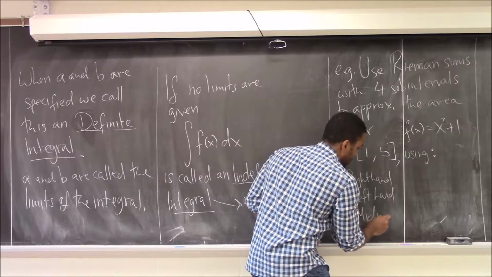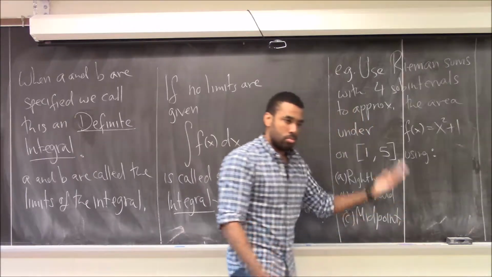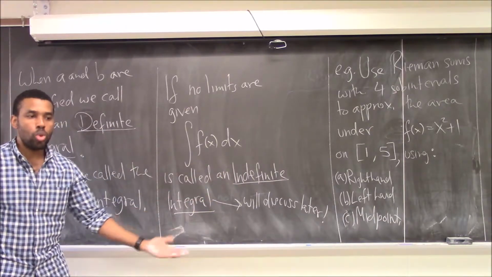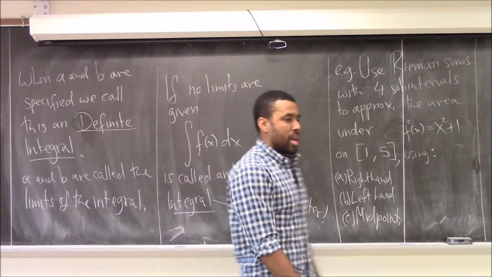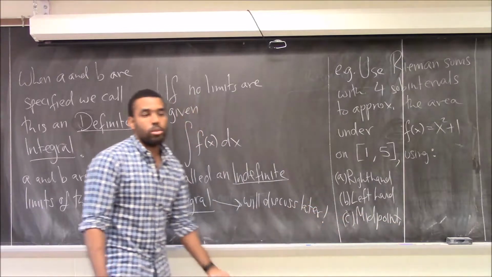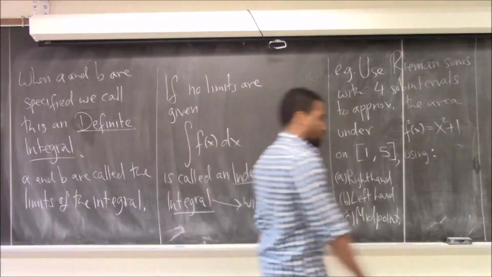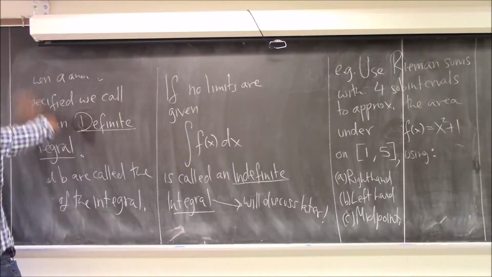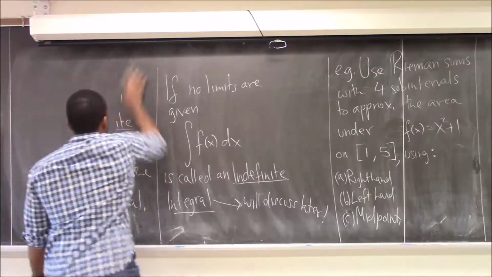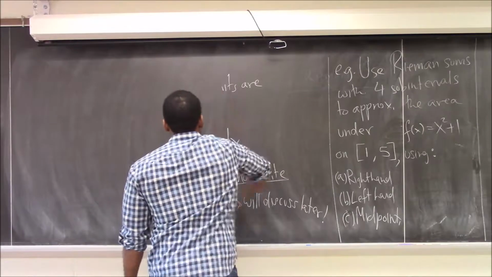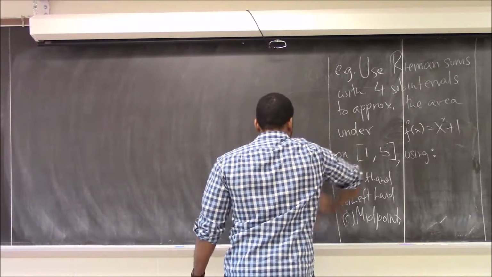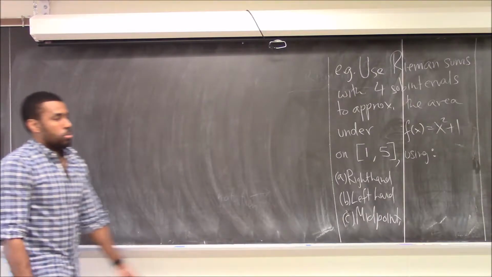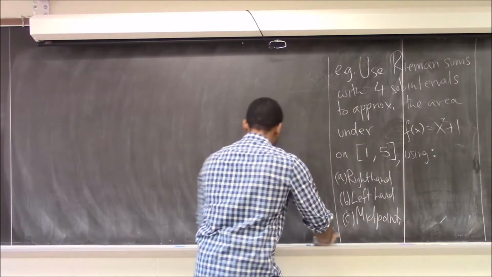Now, in general, I won't ask you to do all of them, but since we're doing it in class, I want you to see all of them. On a test, I'd ask you to do one of them, and then I might ask you, is it an underestimate or an overestimate? So that's our goal: approximate the area under y equals x squared plus 1, using 4 rectangles, between the interval 1 and 5.